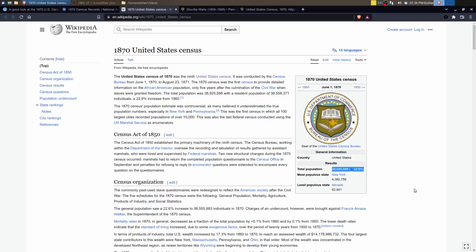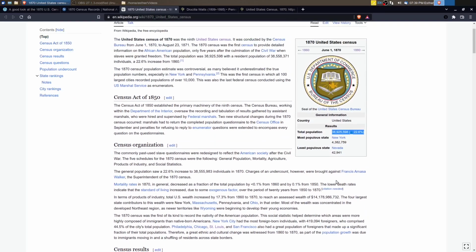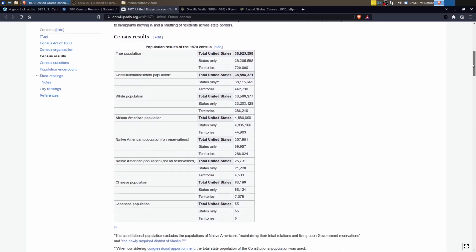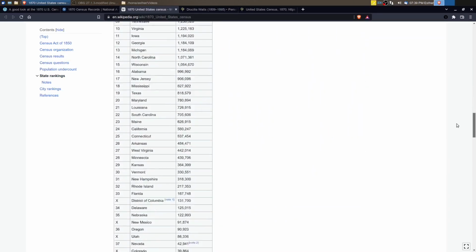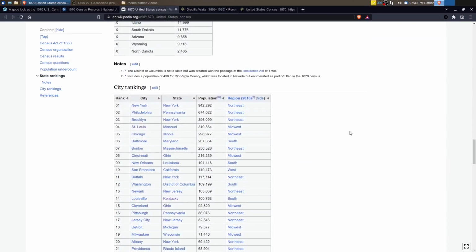The slave schedule, of course, was not taken because slavery had been abolished. The most populous state was New York, the least populous was Nevada. And you can also see a breakdown of ethnicity with these statistics, and you can look at those on the Wikipedia page here. And then there's some additional state statistics and city statistics. And once again, New York City is the most populous city.